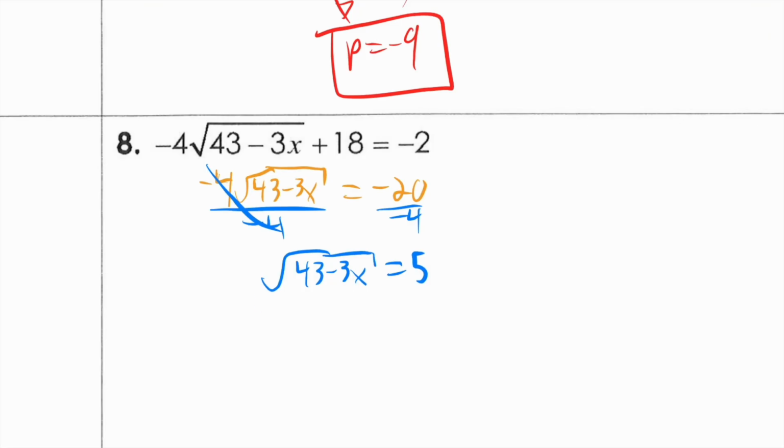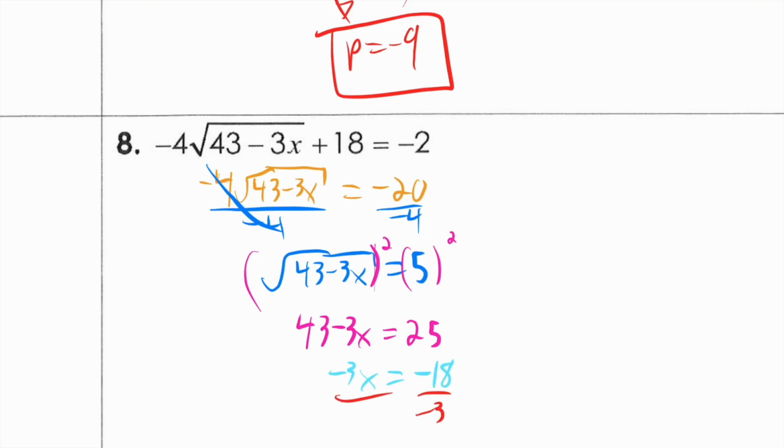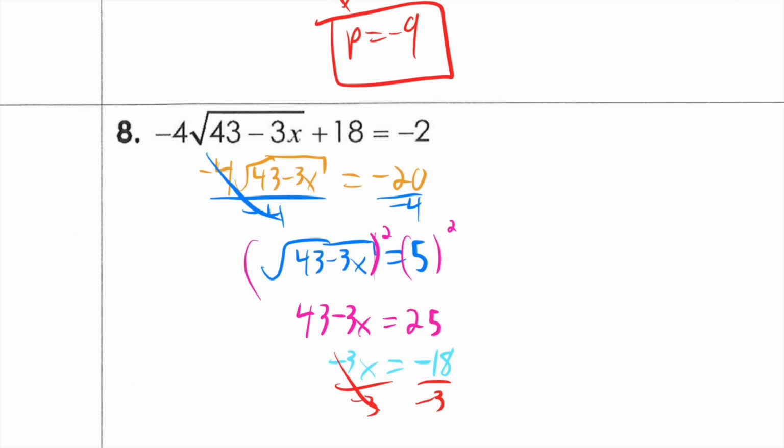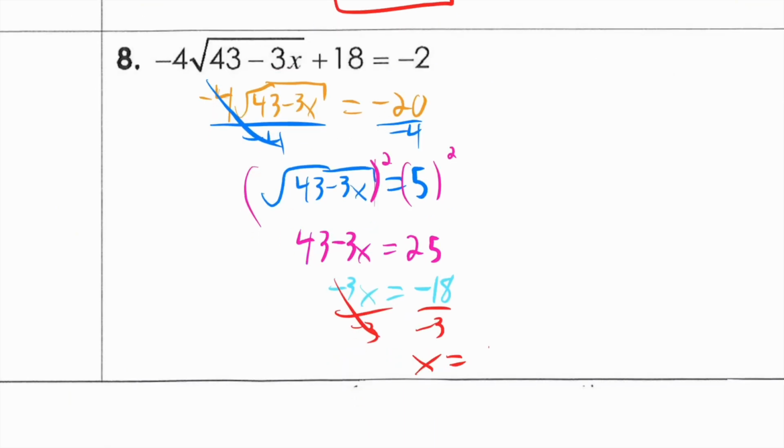And so I can just raise each side to the power of 2, or square each side, giving me 43 minus 3x as it undoes the radical, or square root. And on the right side, I get 25. If I subtract 43 on both sides, I get -3x equals -18. Dividing by -3 on both sides, I get x equals 6. And that would be my answer.